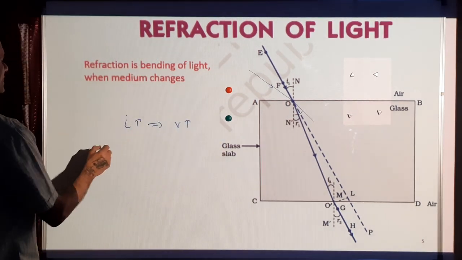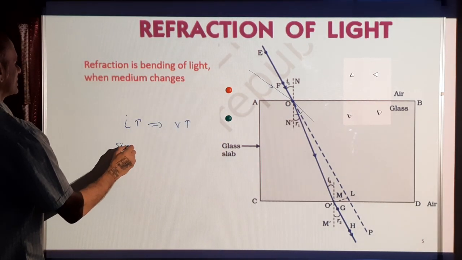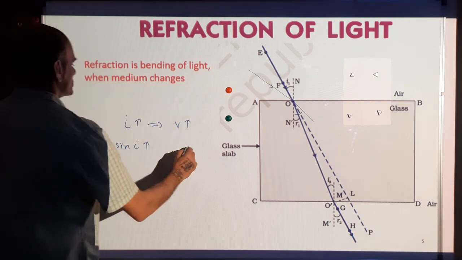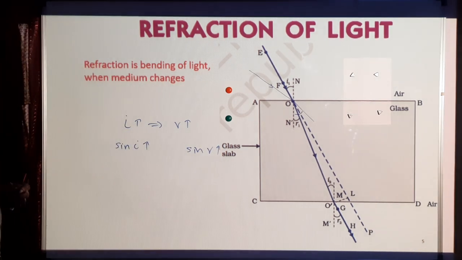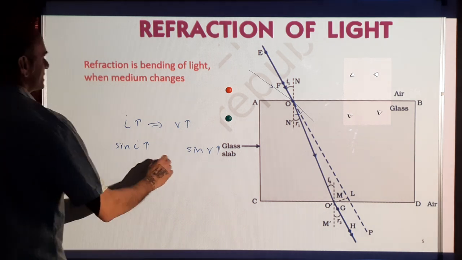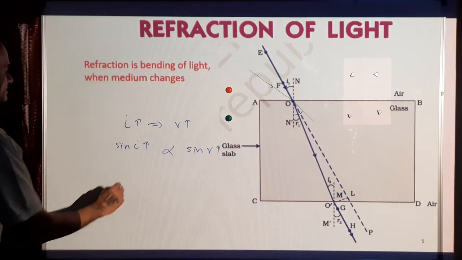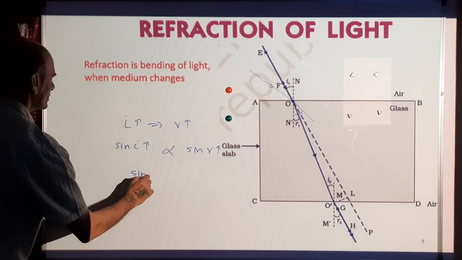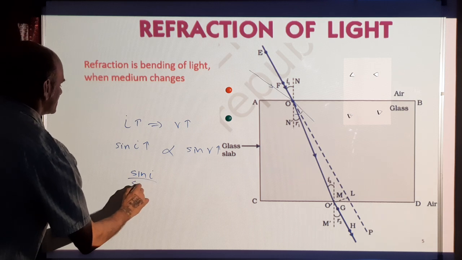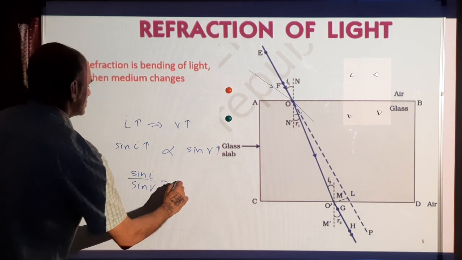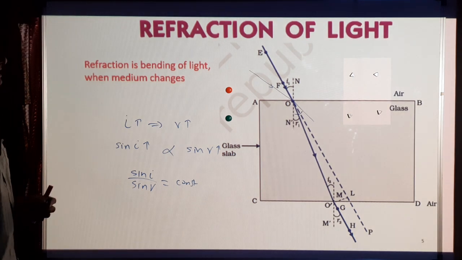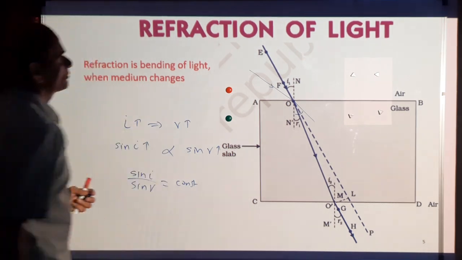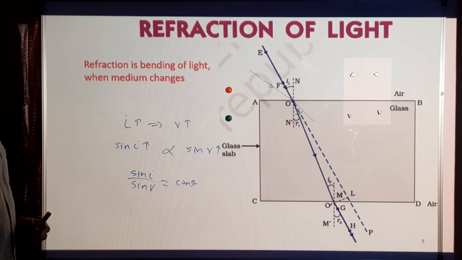So in that case, when I increases, sine of the angle I will also increase, and also sine R will increase. It turns out that sine I and sine R are proportional. That means the ratio sine I by sine R is constant, and this constant value is a given number for a given pair of media. This was found out by Snell, so that's why it's called Snell's law.